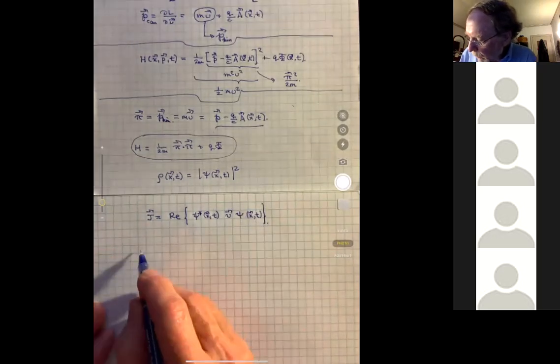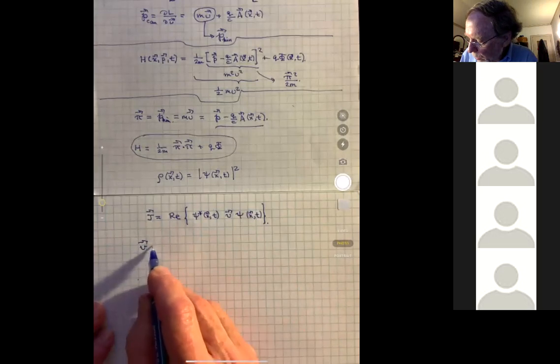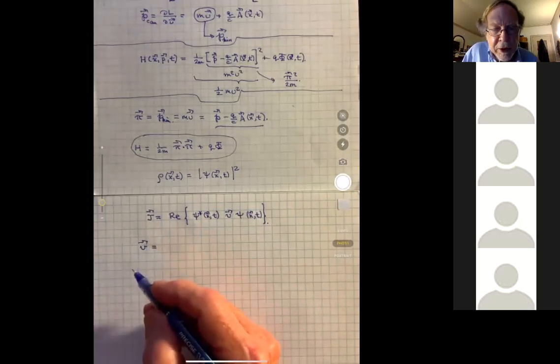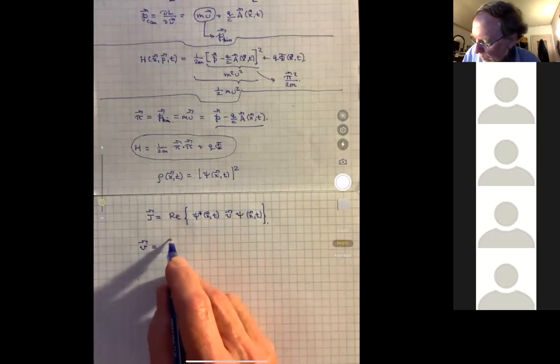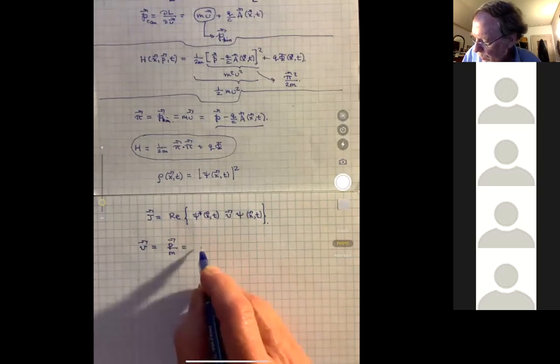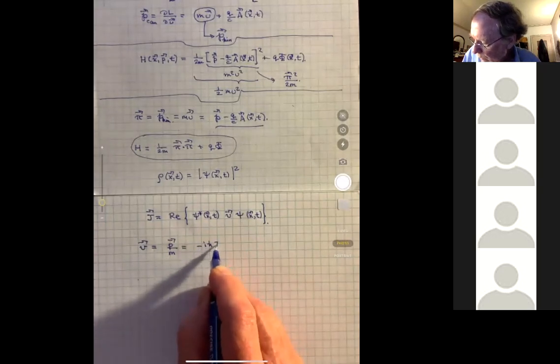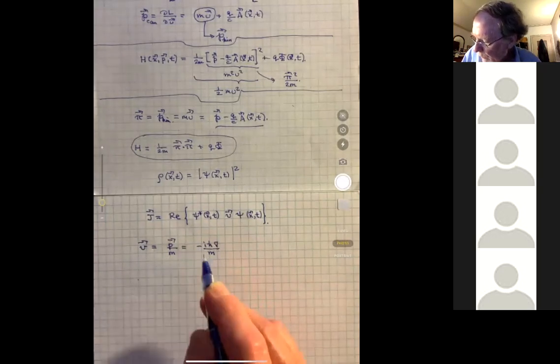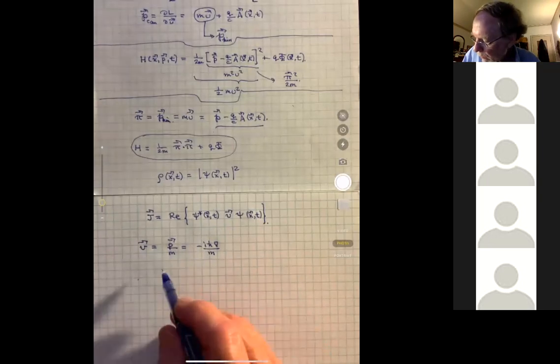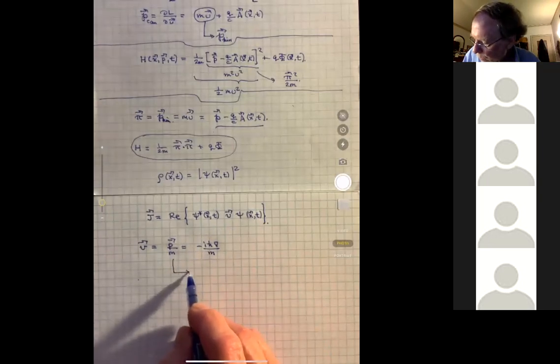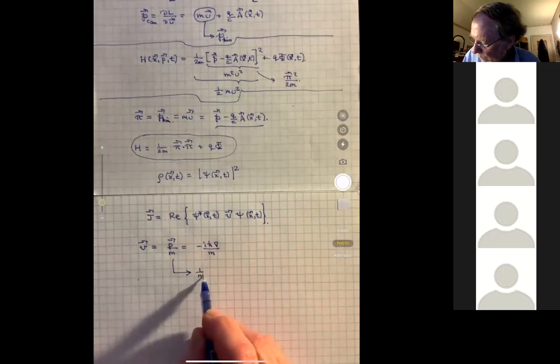Now, as far as the velocity operator is concerned, if you were just dealing with the kinetic plus potential problem, as I say, without any magnetic field, this would be the momentum divided by the mass, which of course is the same thing as minus i h bar gradient divided by the mass. And if you plug that in here, then you get the correct expression for the current in a simple kinetic plus potential problem.